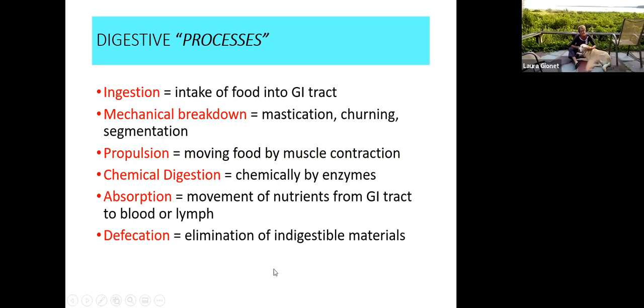We have propulsion, which is the moving of food by muscular contraction. We have chemical digestion. That's how we chemically break down foods with enzymes. Absorption is the movement of nutrients from the GI tract to the blood or lymphatic systems. And defecation is the elimination of undigestible material.